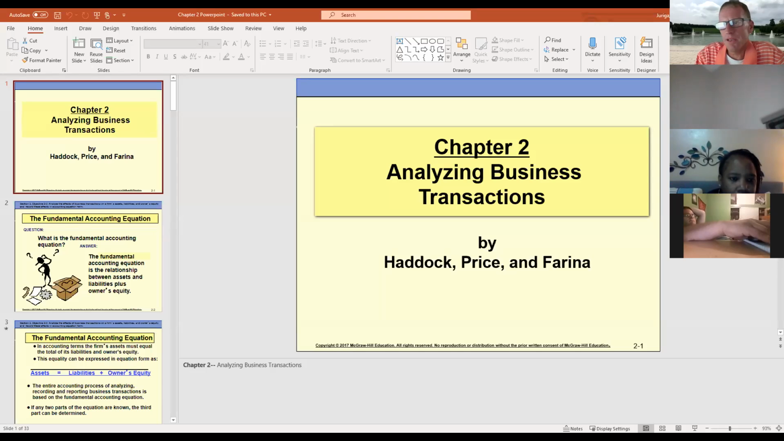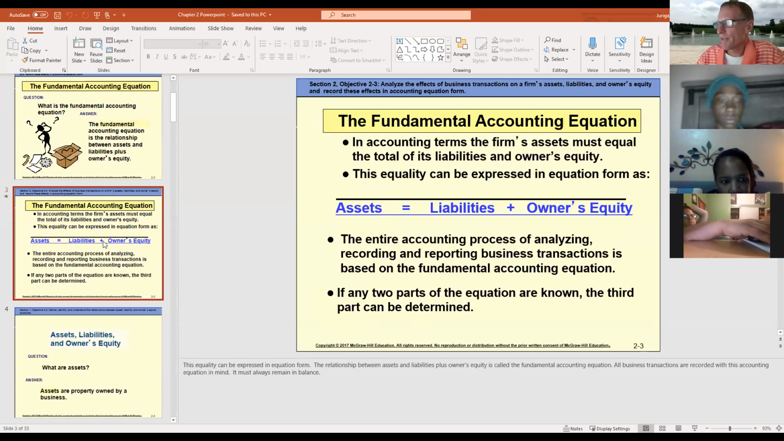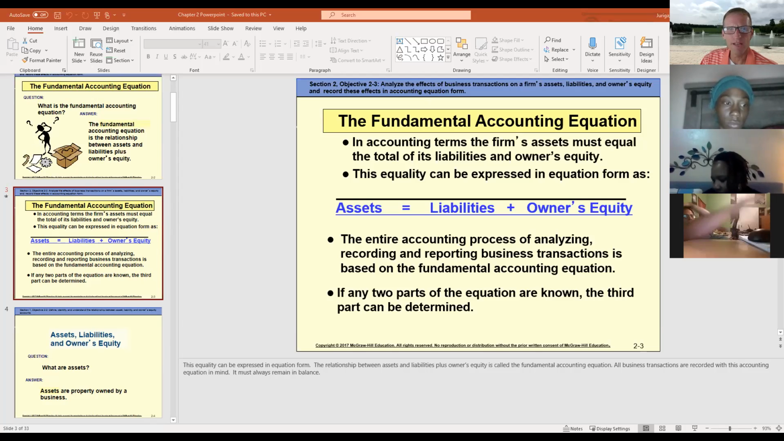So a couple of things. I'm not going to go through every single slide because you do have this illustrated for you already in Blackboard. You can go and play my video. But tonight we're going to get into what they call analyzing transactions and this thing called the fundamental accounting equation. And I'll just get right to the equation right here. This is really the foundation of all the accounting when we get to the financial statements.